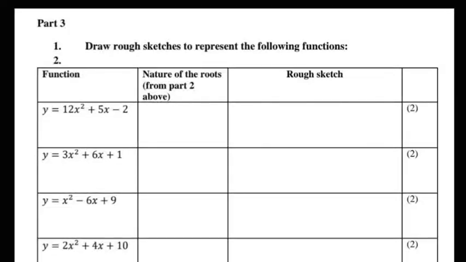So in part 3, they want us to draw rough sketches to represent the following functions. They've given us the same 4 functions from before. Nature of roots in one column, so that's from part 2 above, and they would like a rough sketch. Now for the nature of roots, we can just fill in what we had from before. So I'm just going to go ahead and do that. We're just taking information from part 2 and we're filling in these 4 spaces.